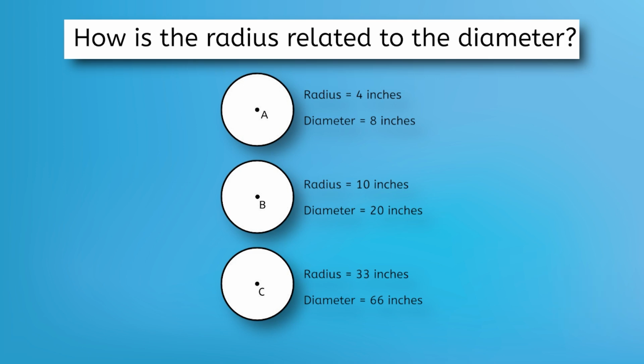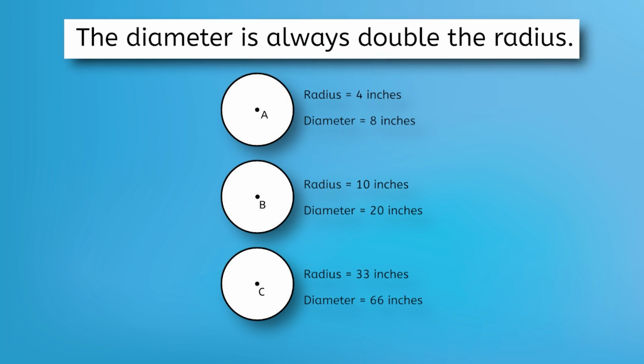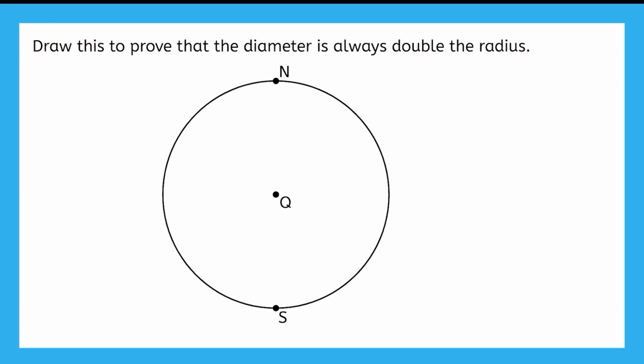So, what did you notice? Well, in Circle A, 4 times 2 is 8. In Circle B, 10 times 2 is 20. And in Circle C, 33 times 2 is 66. So the diameter is always double the radius. Why is that? Draw this with me in your notes to prove that the diameter is always double the radius.